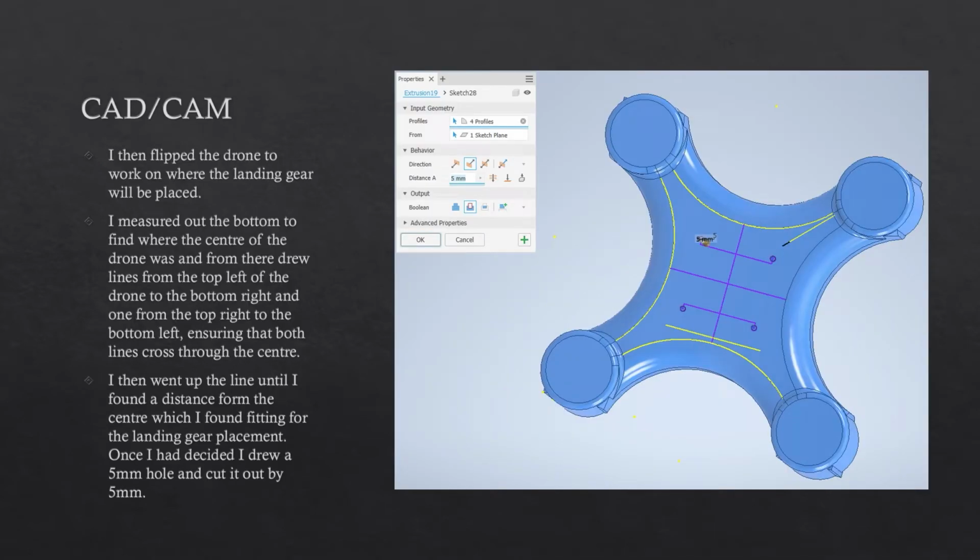I then flipped the drone to work on where the landing gear would be placed. I measured out the bottom to find where the centre of the drone was, and from there drew lines from the top left of the drone to the bottom right, and one from the top right to the bottom left, ensuring that both lines crossed through the centre. I then went up the lines until I found a distance from the centre which I found fitting for the landing gear placement. Once I had decided, I drew a 5mm hole and cut it out by 5mm.